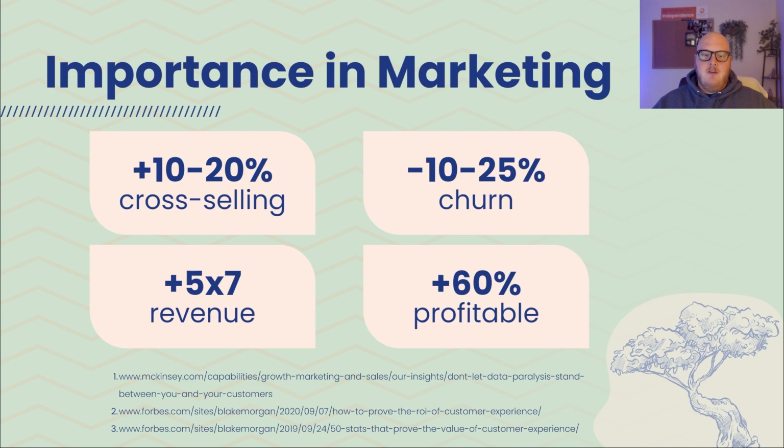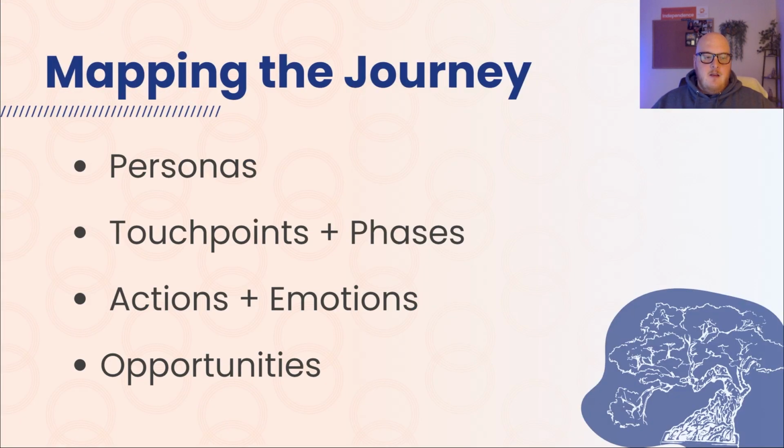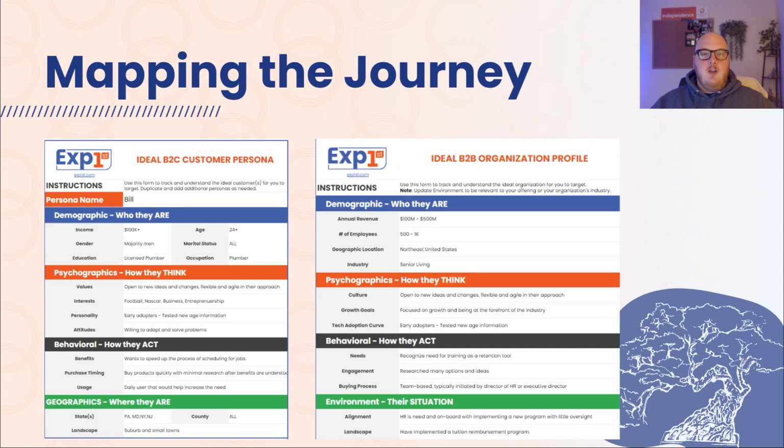So, how do you start improving your customer journey? Well, the first step is you have to map the journey. There are 4 key points here: your personas, touch points and phases, actions and emotions, and then opportunities that we'll look at. To start off, your personas is really just creating a defined model of what your customer base looks like.